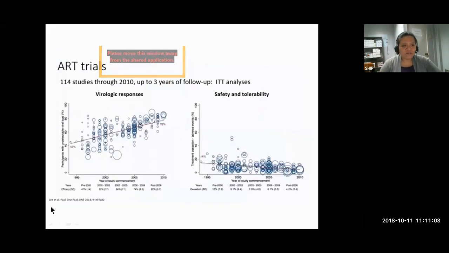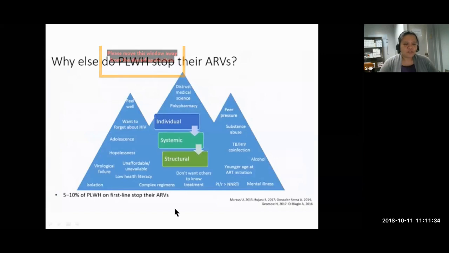Now, the antiretroviral trials, through time, have shown that we get better and better virologic responses, meaning the drugs are super effective. However, the studies on safety and tolerability of drugs are dwindling. So we don't focus too much on safety and tolerability, which we should actually do in parallel with virologic response trials.